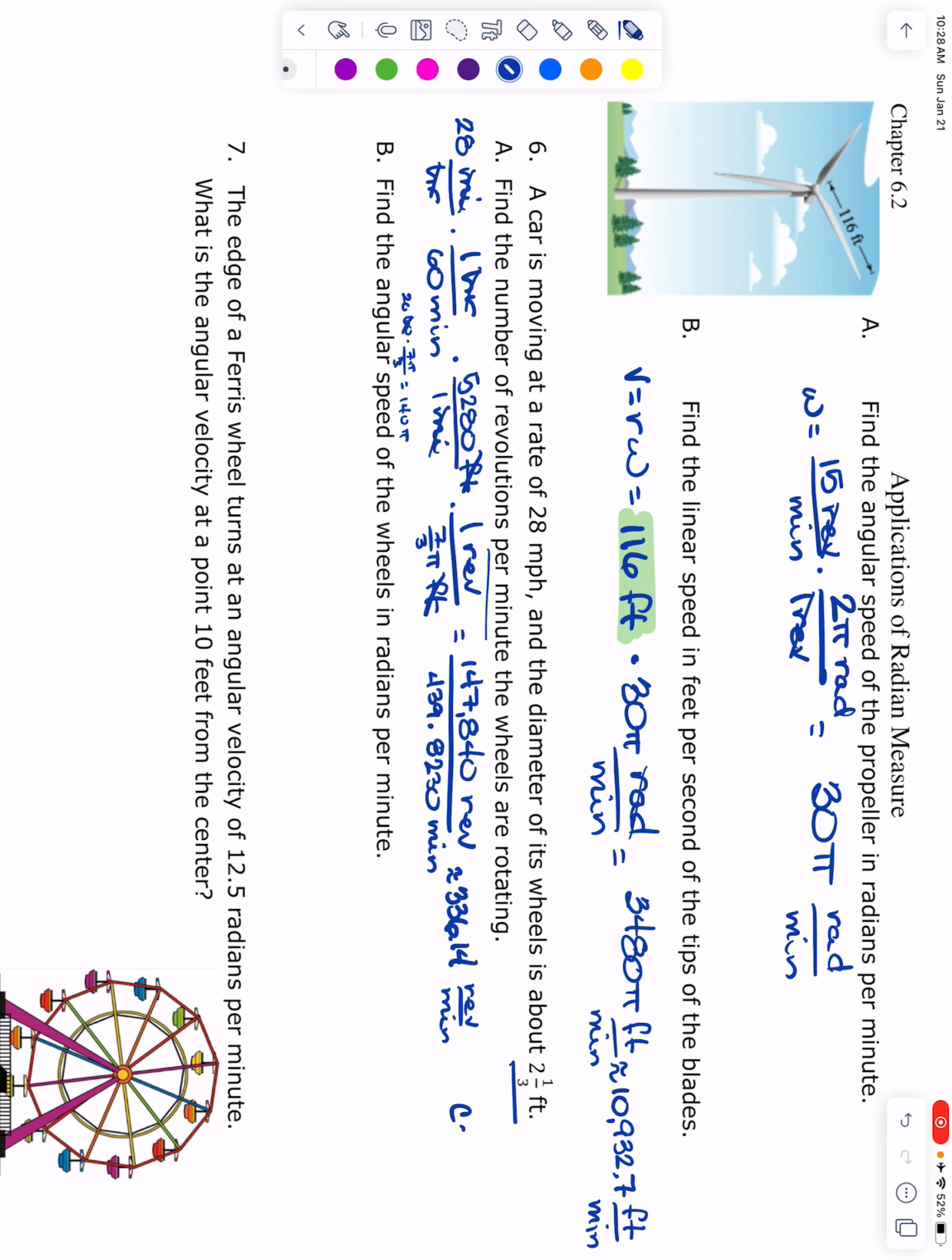Okay, so our circumference was pi times the diameter. They gave me pi times my 7/3 feet, which is 7 pi over 3 feet. That's where we got that circumference.